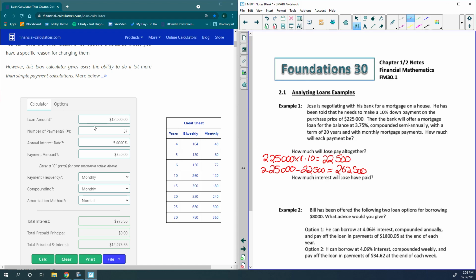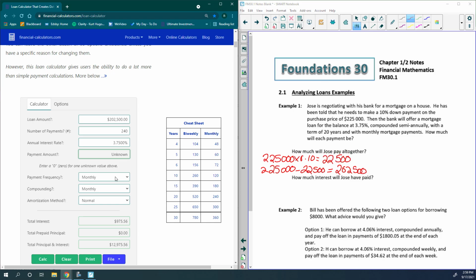So now we can go to our loan calculator. So I'm going to plug that in for my loan calculator. So the 202,500. The number of payments, so he's doing monthly for 20 years. And so monthly would be 12 times a year for 20 years. So that's 240 times altogether. His interest rate is 3.75%. His monthly payments, we don't know. That's unknown. So we're going to get the calculator to do it for us.